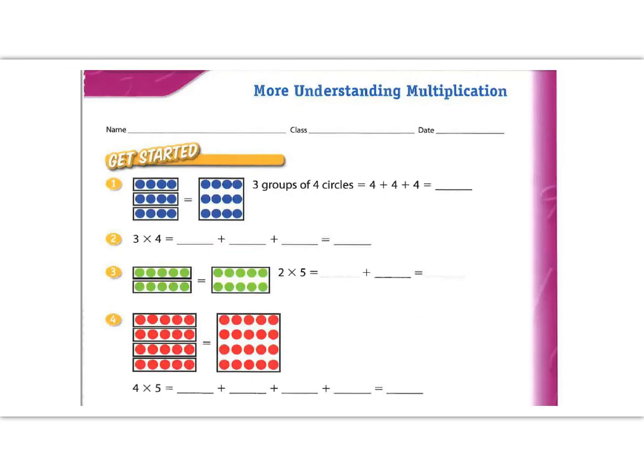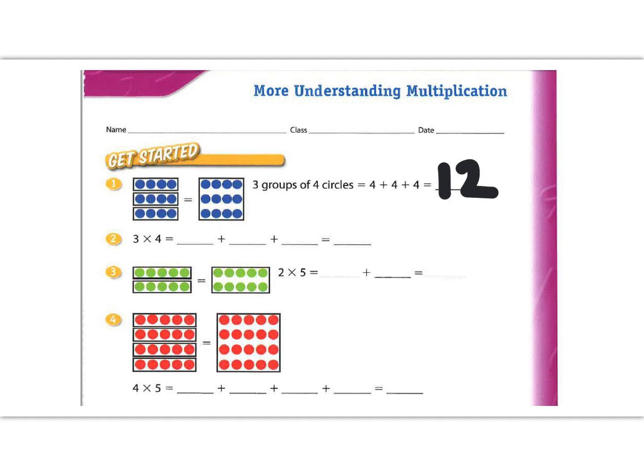So if we look here, we have the rectangular arrays like we talked about in the last lesson. It says 3 groups of 4 circles. So there's 1, 2, 3 groups, and there's 1, 2, 3, 4 circles in each one. So 4 plus 4 plus 4, repeated addition. 4 plus 4 is 8, plus 4 is 12.